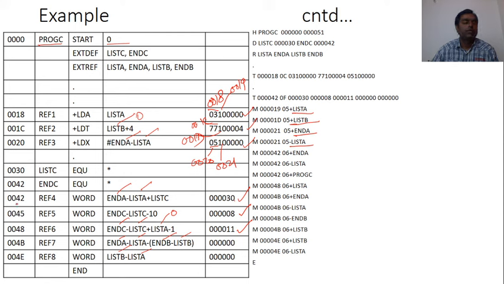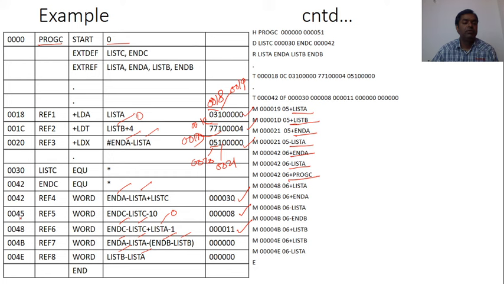Now the next instruction is at address 0042. That is an expression. What we have to do here? End A, we have to add end A. We have to subtract list A in this value. As well as we have to add program C, because I am using a relative value of list C, not an absolute value. So what will be the modification record here? Plus end A minus list A plus program C.